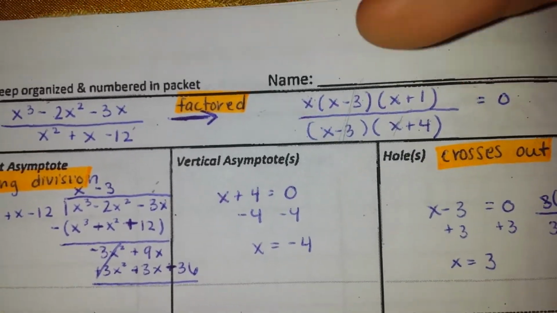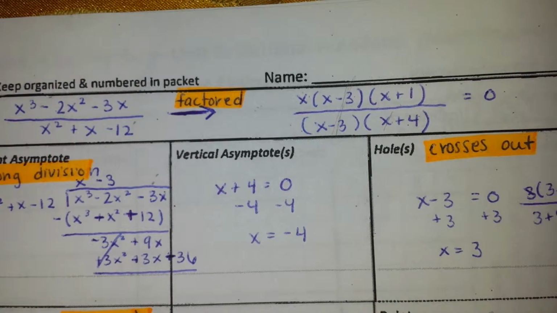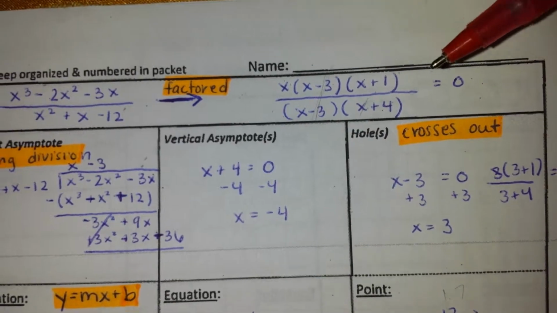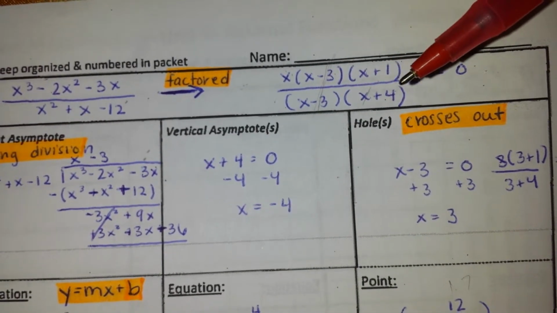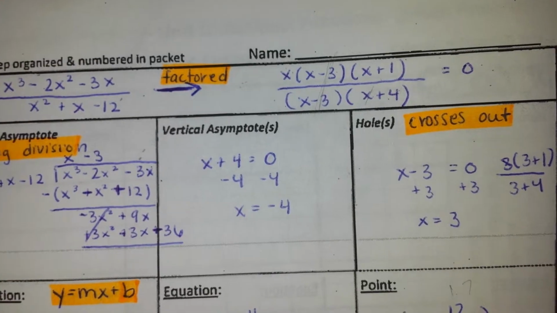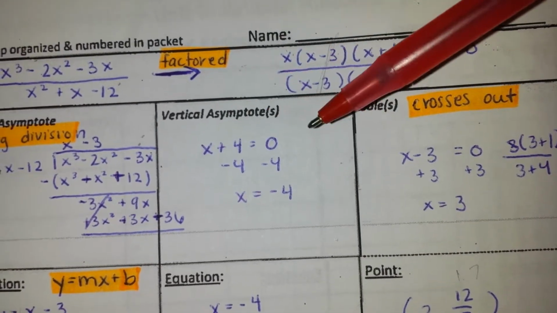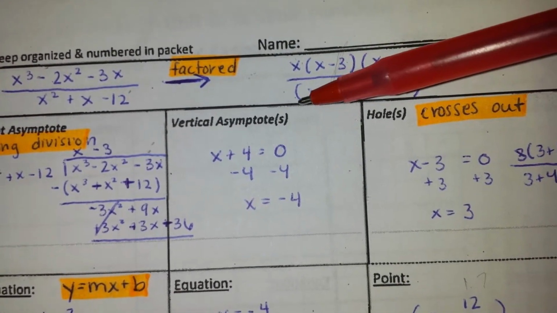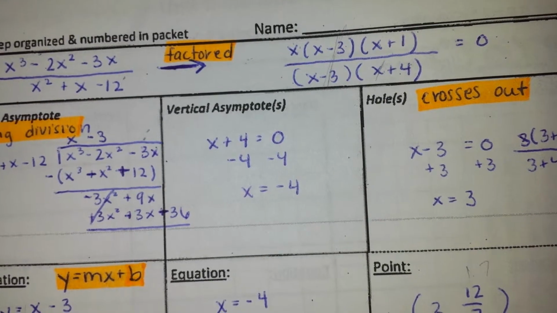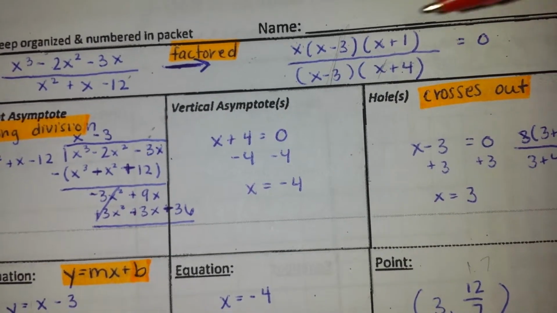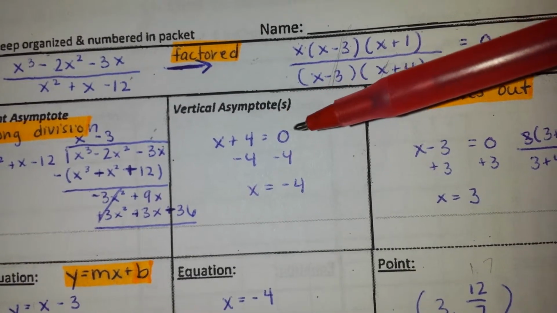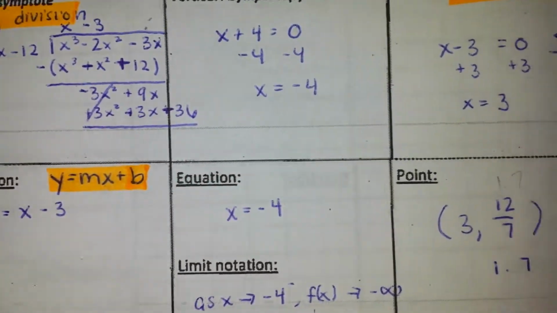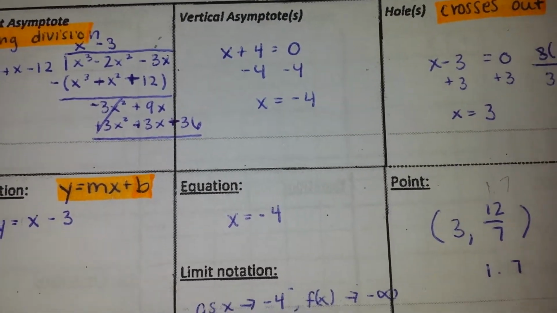We have to factor our original equation, which should factor to x times (x minus 3)(x plus 1) over (x minus 3)(x plus 4). In order to find the vertical asymptotes, we have to set the bottom equal to 0. Since the x minus 3 and x minus 3 cancel out, we are just left with x plus 4. So we set x plus 4 equal to 0, and we get x equals minus 4. Our equation is basically x equals minus 4.